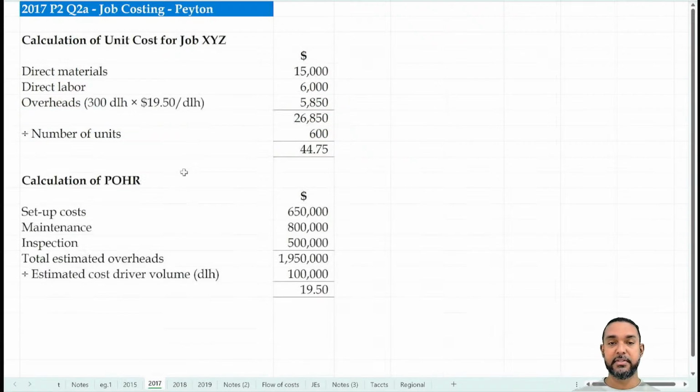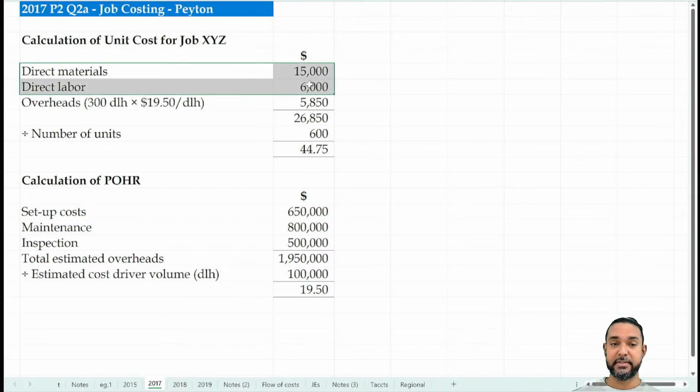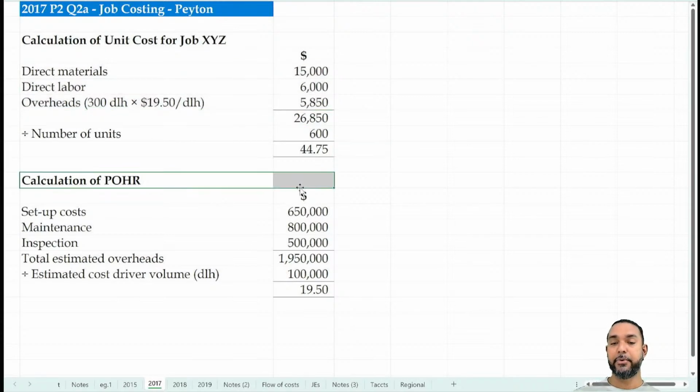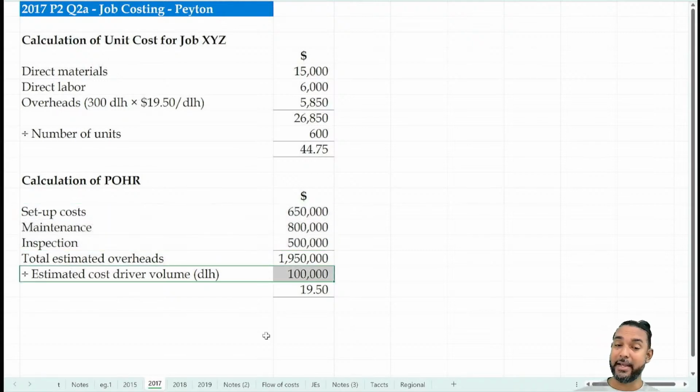All right, 2017, we had Payton. Again, basically same thing, materials plus labor plus overheads. And in this case, we had to divide by the number of units, right? The added little thing here was we had to add up all the overheads and divide by the direct labor hours to get the OAR or the POHR.